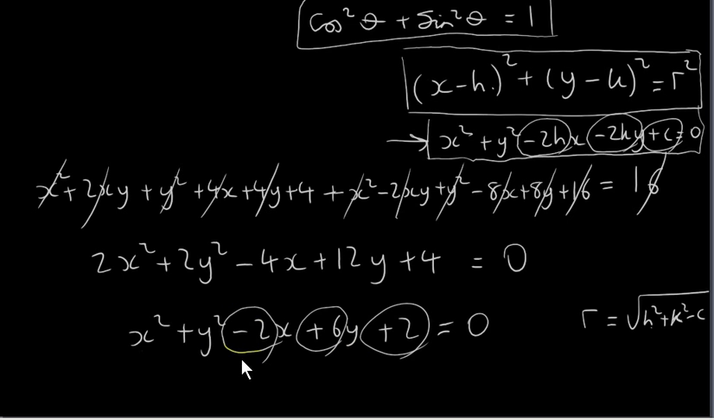So to find h, we take the coefficient and change the sign. So we see that h equals 1. k equals half the coefficient of y, with the sign changed, which is minus 3. Minus 2k equals plus 6, so k equals minus 3.